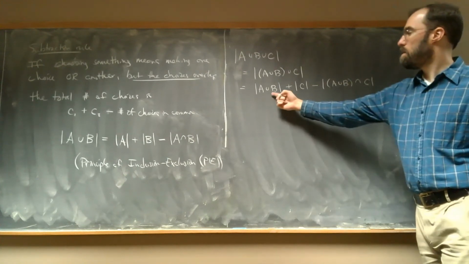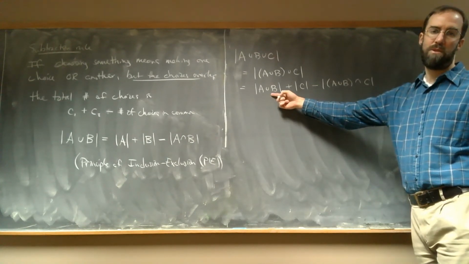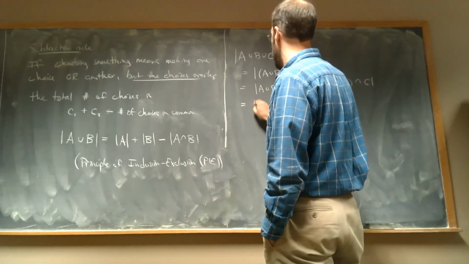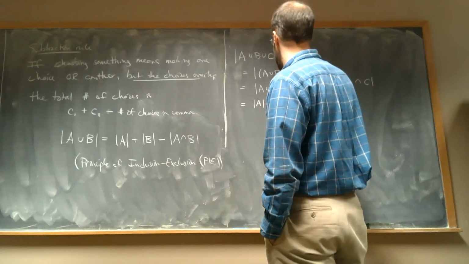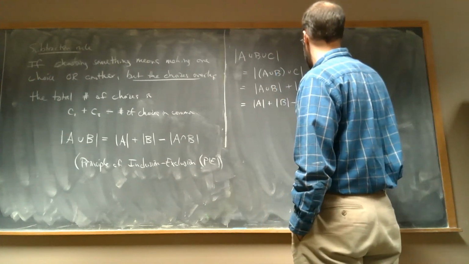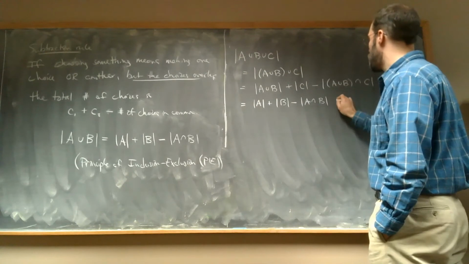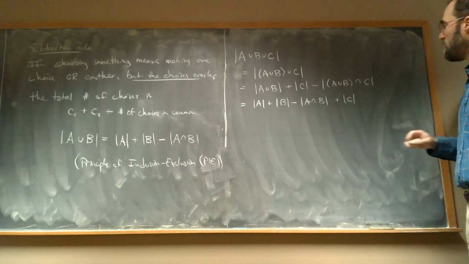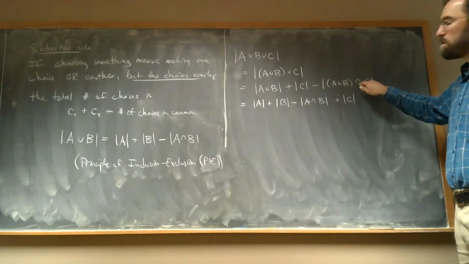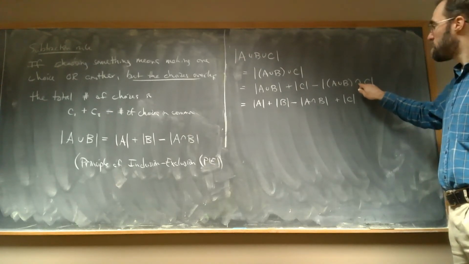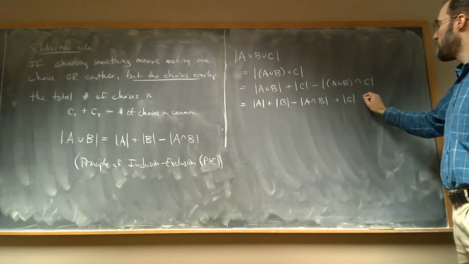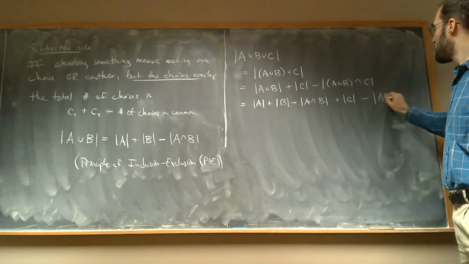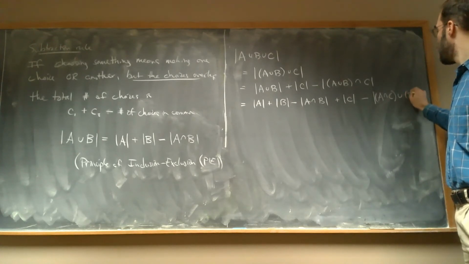Okay, well now here I have the size of a union of 2 sets, so I can apply that rule again. So here I'll get the size of A plus the size of B minus the size of A intersect B, and then I still have this plus the size of C. And then here, intersection distributes over union, so I can distribute this over here. So I'm going to get minus A intersect C union B intersect C.